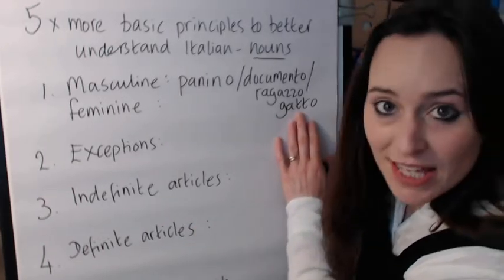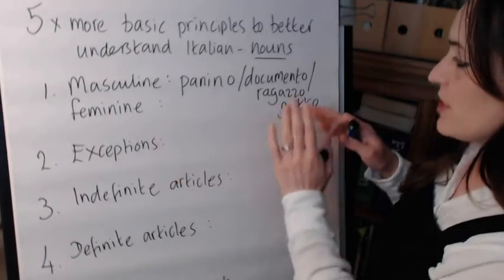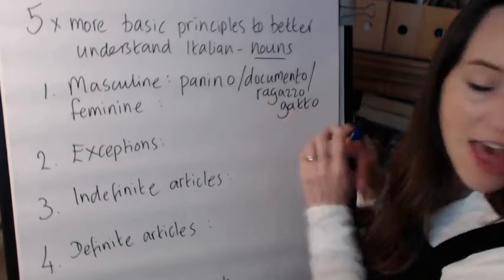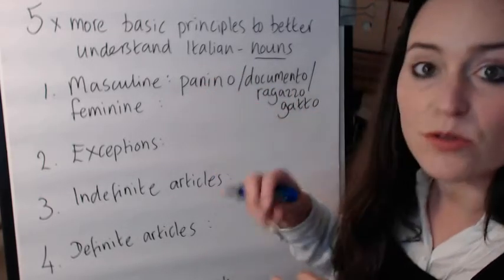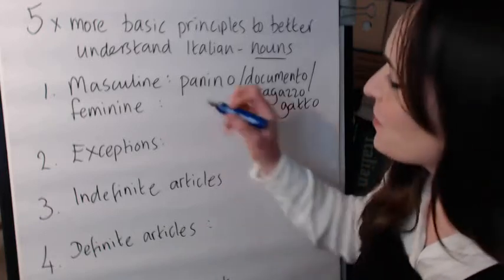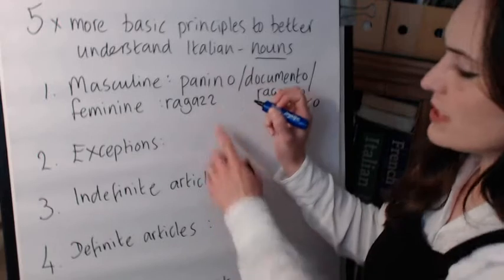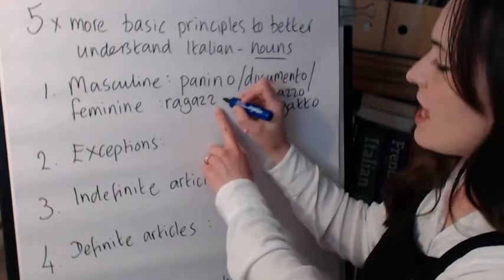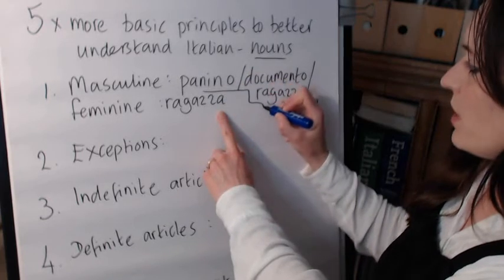Gatto, a male cat. So if we looked at, for example, these two here, these work quite nicely. Ragazzo is a boy, or just boy, because we haven't looked at the article the or a yet. The word for girl looks quite similar, but instead of an O at the end, it has an A. Ragazza.